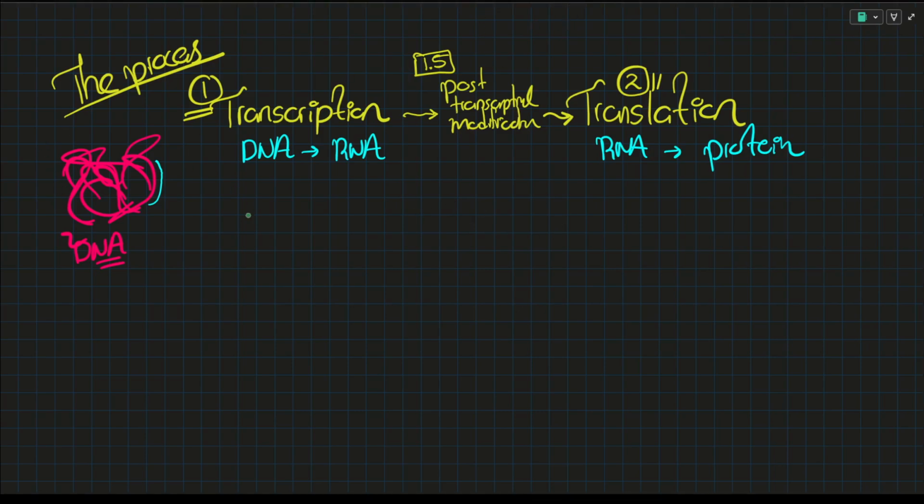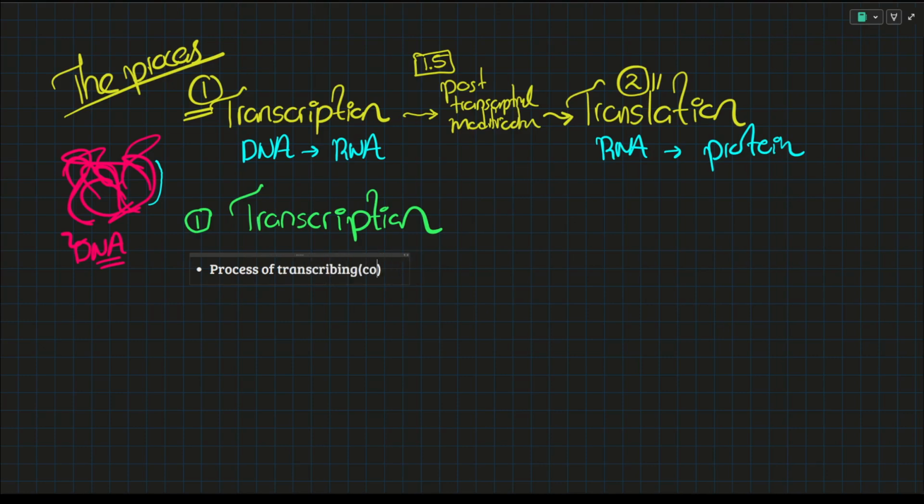Let us begin with transcription. Number 1, or step 1, transcription. Let's see what transcription is. Transcription can be described as the process of transcribing. Transcribing is another term for copying. Or simply copying DNA onto an mRNA molecule. Okay, now here I said DNA to RNA. Now I'm just going to edit that and say mRNA. What is this mRNA?